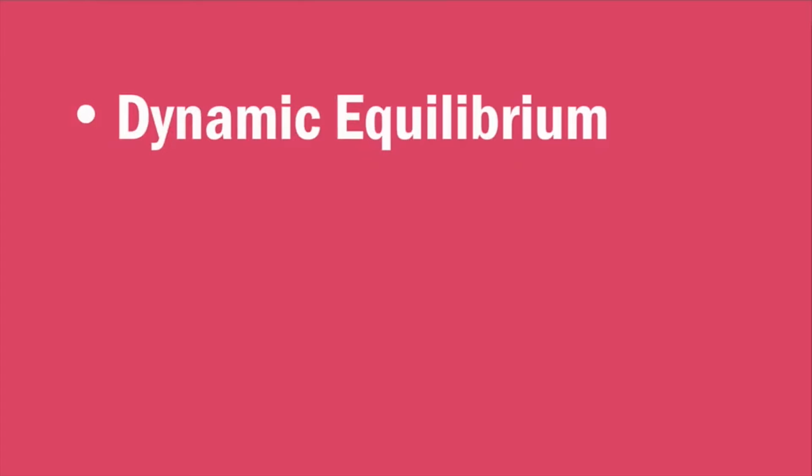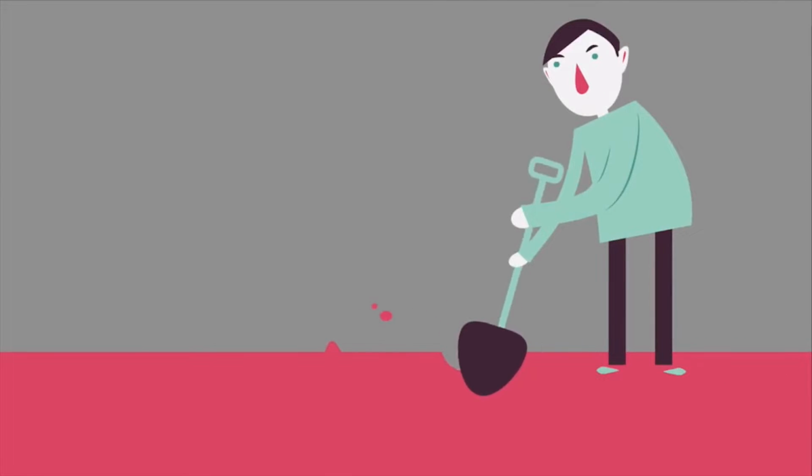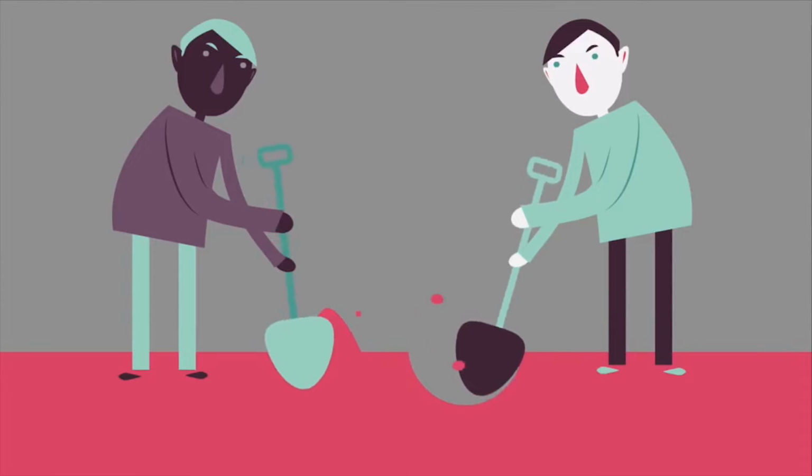In this lesson, you will learn about dynamic equilibrium, the conditions required for dynamic equilibrium to be reached, and examples of systems at equilibrium. Imagine you are digging a hole. Got it? Imagine as you are digging that hole, your friend is refilling it.